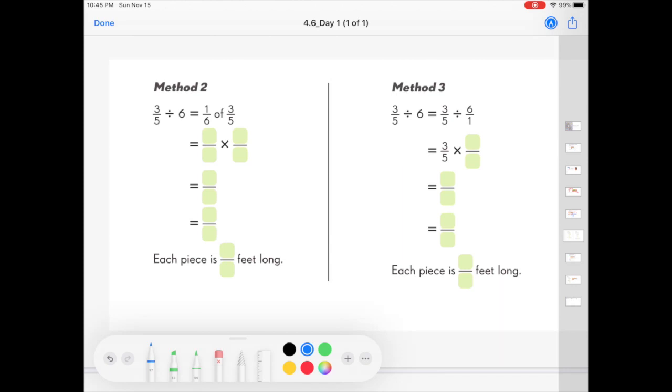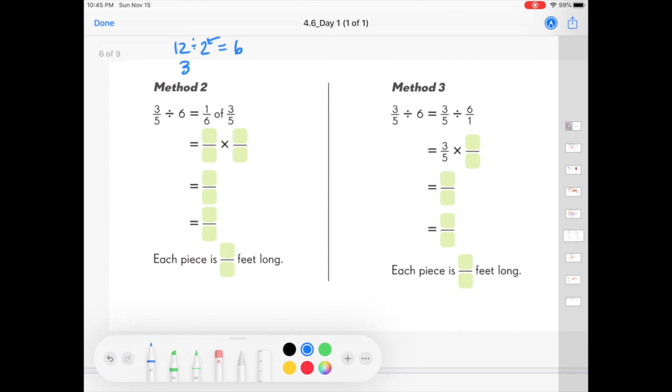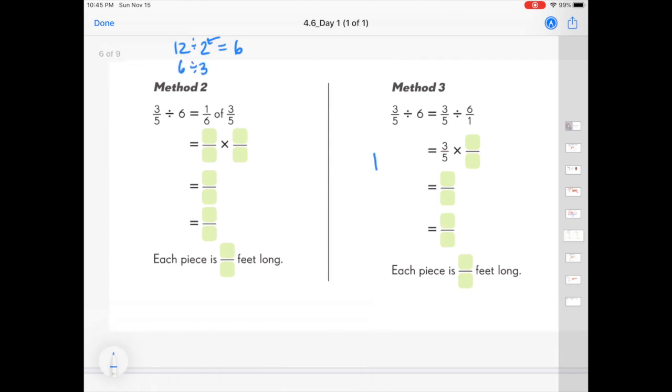All right, now that we've seen the model of dividing the fractional part by a whole number, let's review the 2 other methods that we've talked about. Remember when we said that dividing by 2 means we're taking half of that number. So taking half of 12, we get 6. Or dividing by 3 is taking a third of 6. And a third of 6 is 2, because 3 2s would make up the number 6.